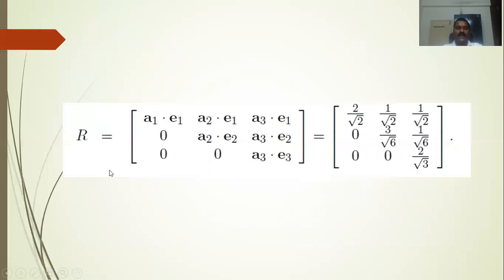Once you have an orthogonal matrix, getting R is a pretty simple job. R is A1 dot E1, A2 dot E1, and so on. First row is with E1, second row is with E2, third row is with E3, as dot products. But all the elements below the principal diagonal should be 0. It should be something like this: 1·1, 2·1, 3·1, 2·2, 3·2, and 3·3. This is my R, an upper triangular matrix.